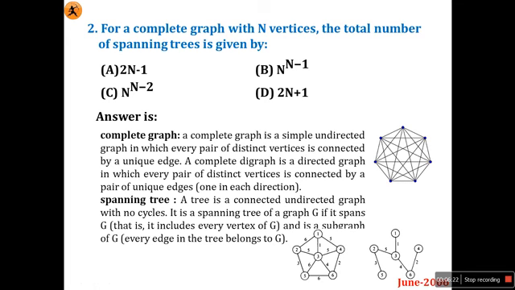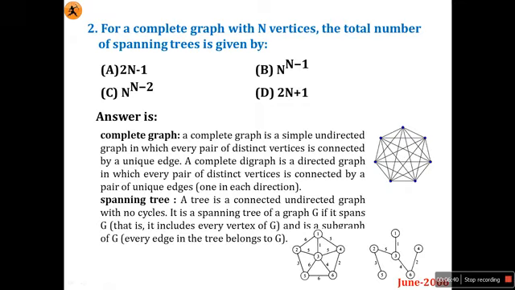But does it hold good for all other graphs, like the Petersen graph or a regular graph? No, this formula holds good only for complete graphs. For all other graphs, it is still an open problem. You take any graph, there is no standard formula, it is still an open problem.